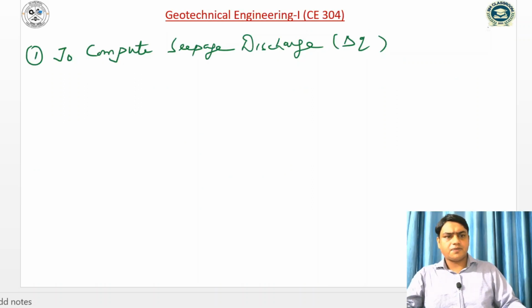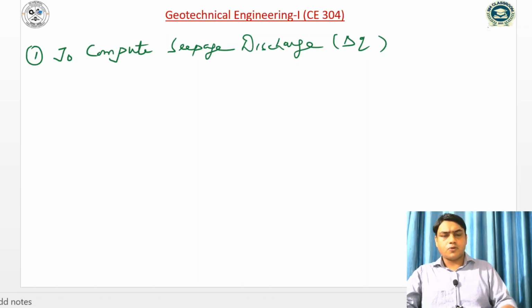So let us start the first use of Flownet, that is to compute the seepage discharge. For the computation of seepage discharge, firstly I will derive the expression.